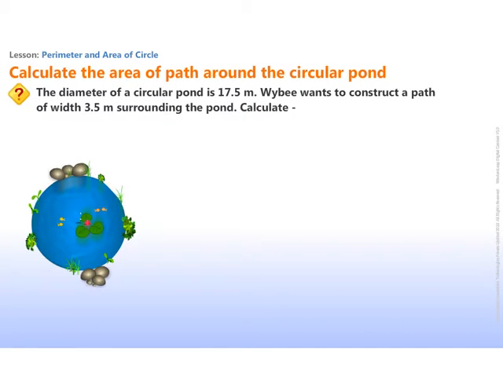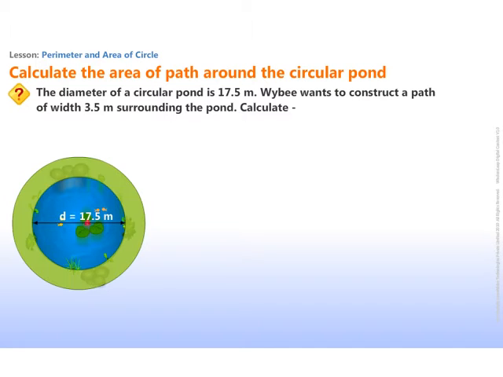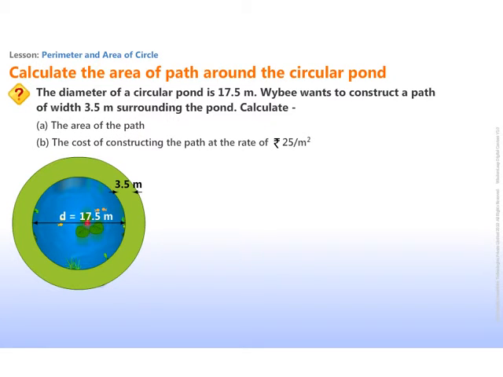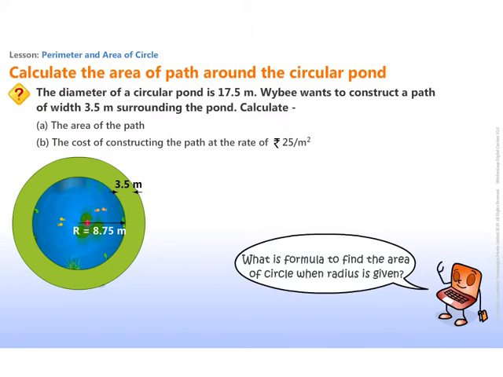The diameter of a circular pond is 17.5 meters. YB wants to construct a path of width 3.5 meters surrounding the pond. Calculate the area of the path and the cost of constructing the path at the rate of 25 rupees per meter square. Here, it is given that the diameter of the pond D is equal to 17.5 meters. Therefore, the radius of the pond is half the diameter, which is equal to 8.75 meters.